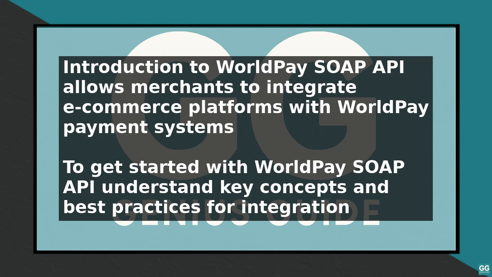Setting up the WorldPay SOAP API. First, you need to create a WorldPay account and obtain a merchant ID and a set of API credentials. You will use these credentials to authenticate your API requests. Next, you need to choose a programming language and a SOAP client library to use with the API.